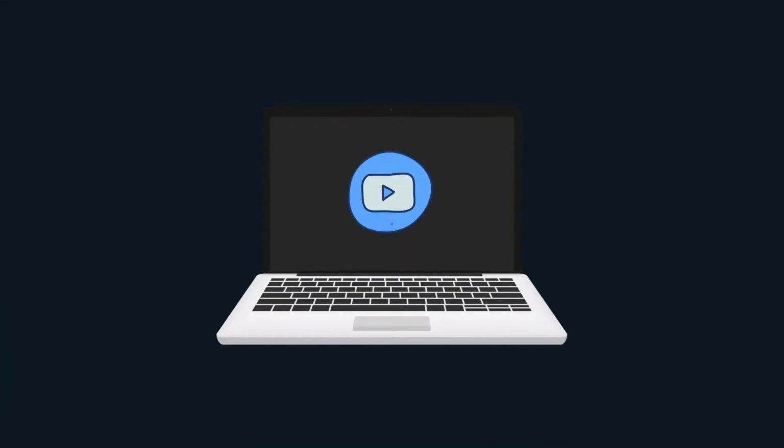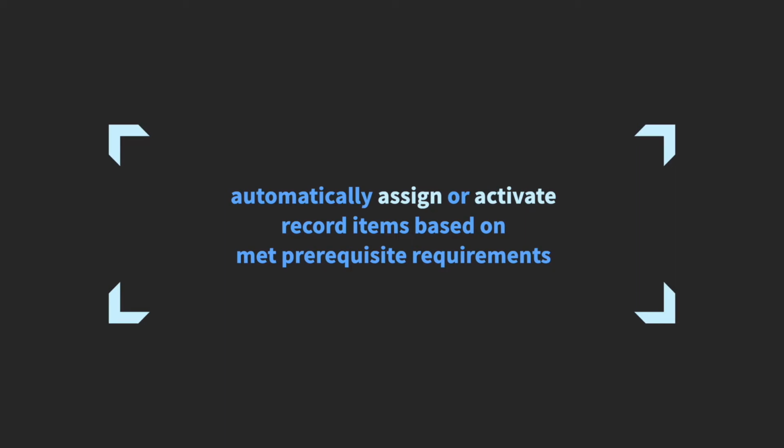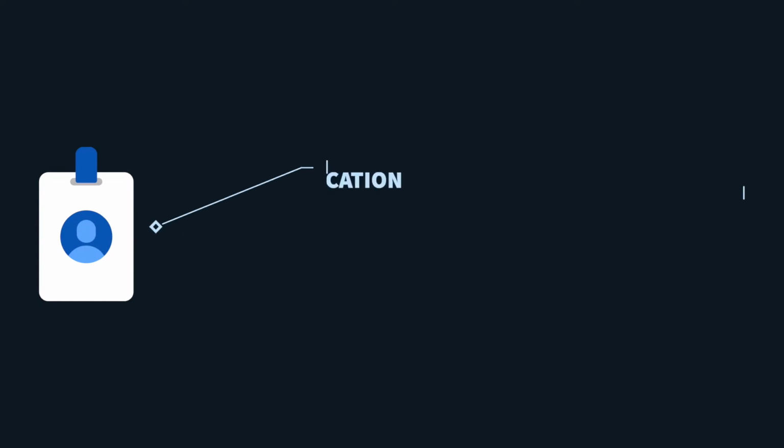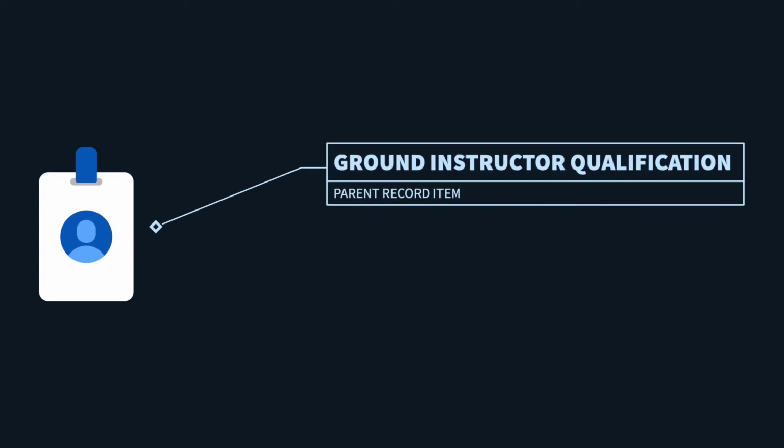In this video, we're going to show you how to configure your Mint system to automatically assign or activate record items based on met prerequisite requirements. With this feature, you can tell the system to assign a resource to a record item when that resource fulfills that requirement.